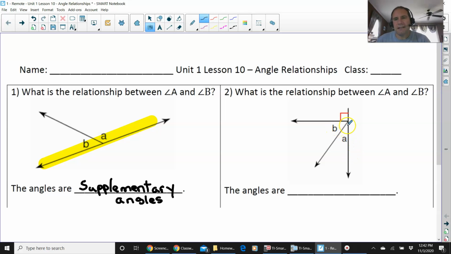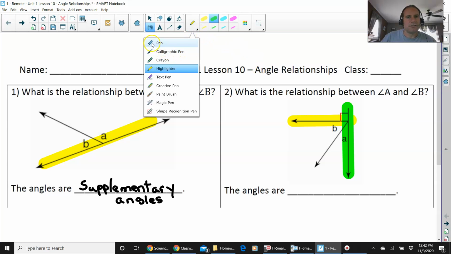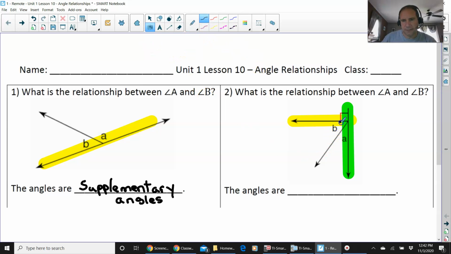All right, these angles right here, A and B, this is a perpendicular line. This is perpendicular to this line right here, and perpendicular lines form right angles, right here and right there. Right angles equal 90 degrees. The angles are right angles, and they are equal to 90 degrees. The angles are complementary.